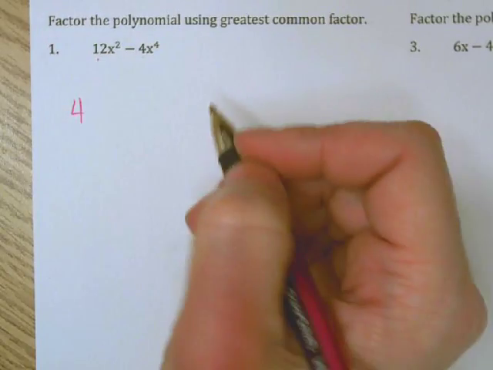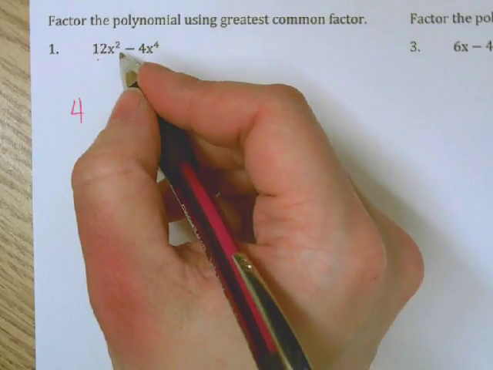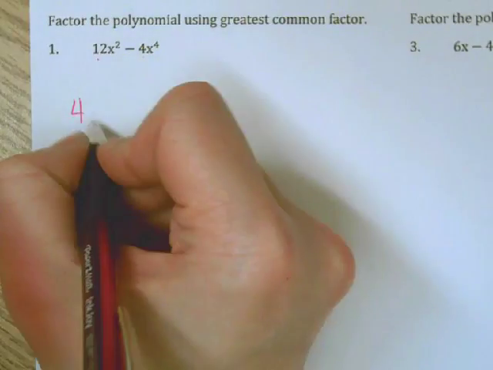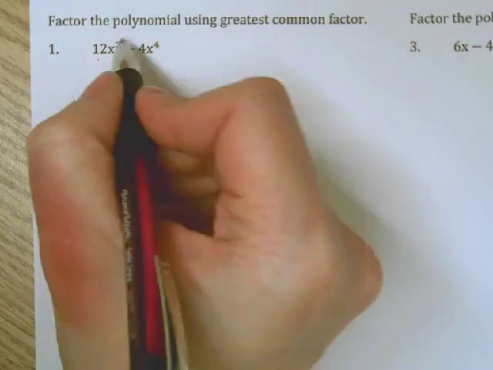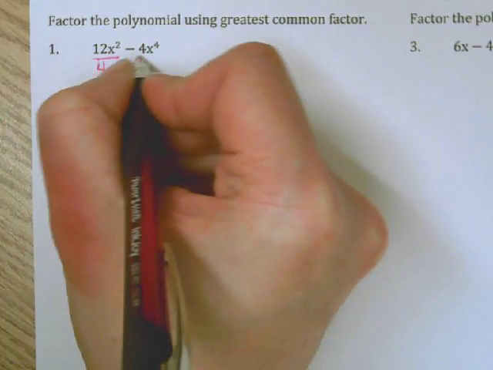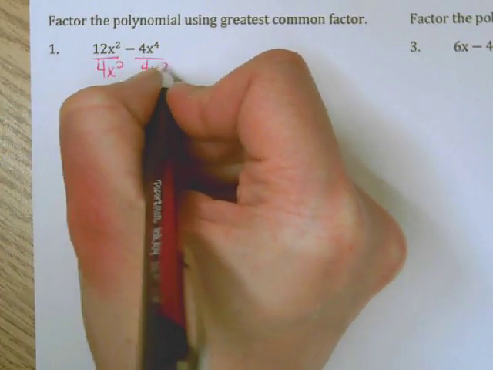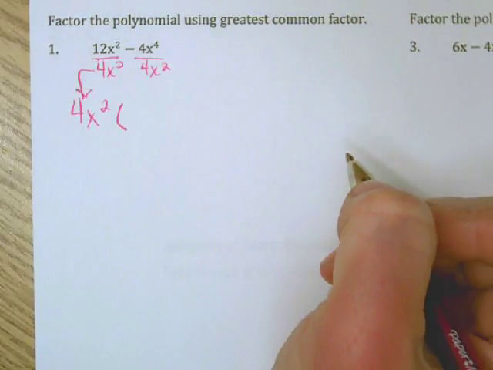So my x's out of that is 2. So I'm going to take out x squared as well. What I mean by undistribute that is I'm going to divide both of those things by 4x squared. That's a greatest common factor. And then I'm going to put that 4x squared here.